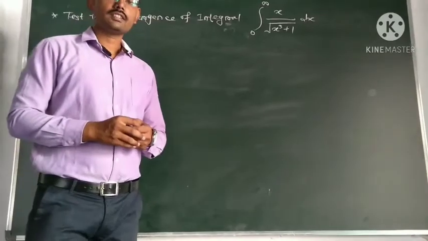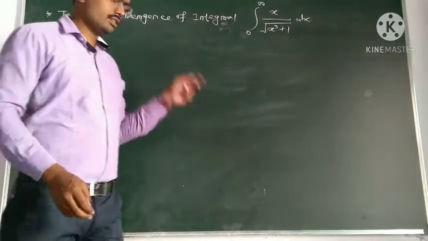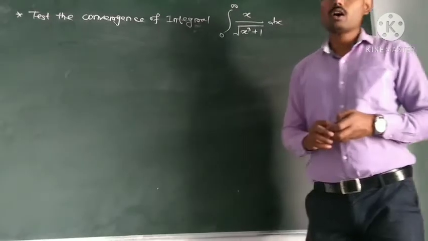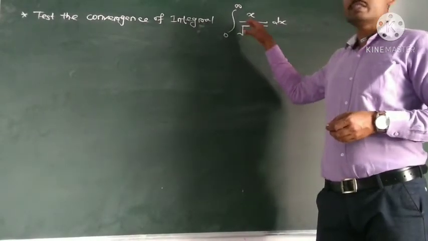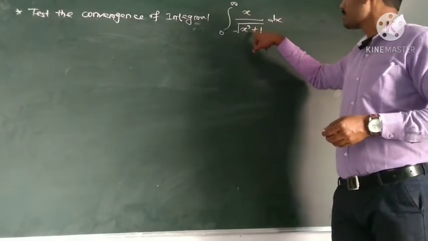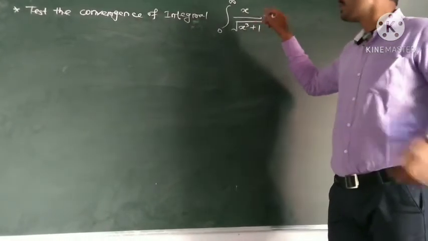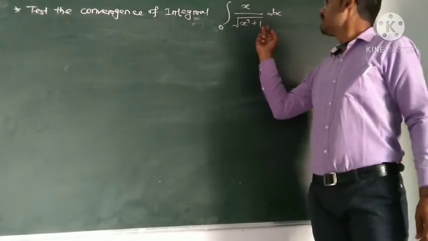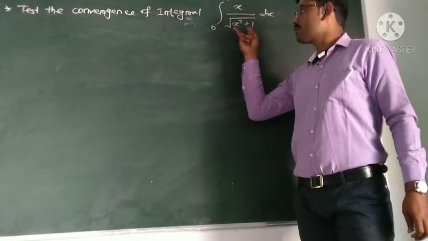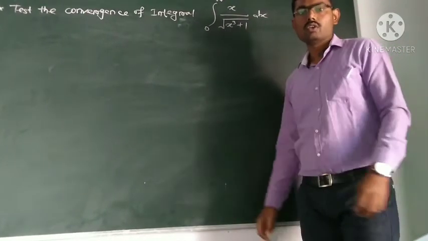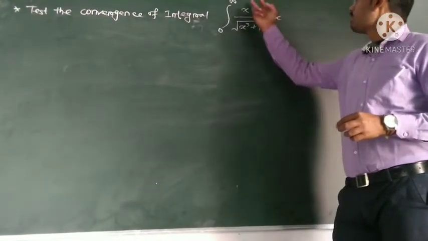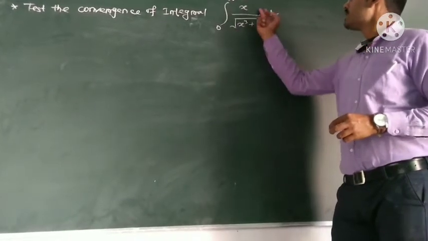Friends, now we will see an example based on this comparison test 2 or quotient test. We have to test the integral from 0 to infinity of x upon square root of x cube plus 1, with respect to x. We have to check whether this improper integral, since the limit is infinite, is convergent or not. Now we will use comparison test 2. Here our function is x upon square root of x cube plus 1.